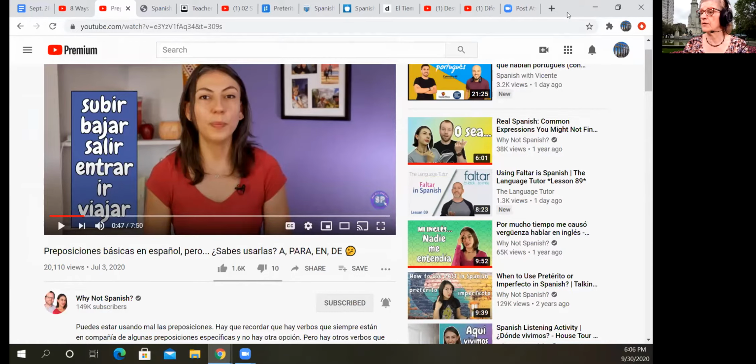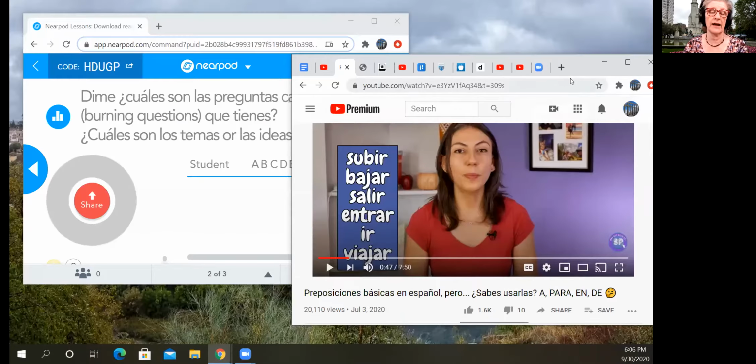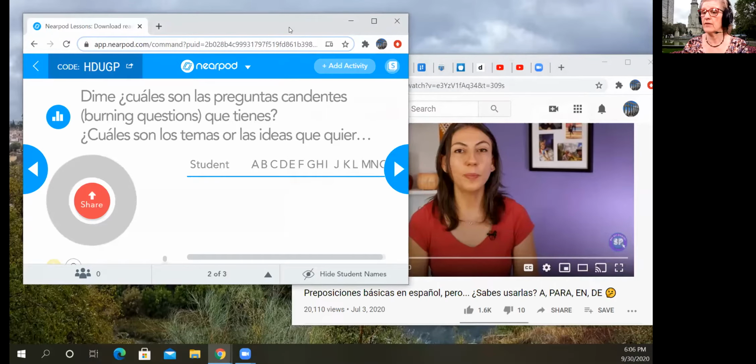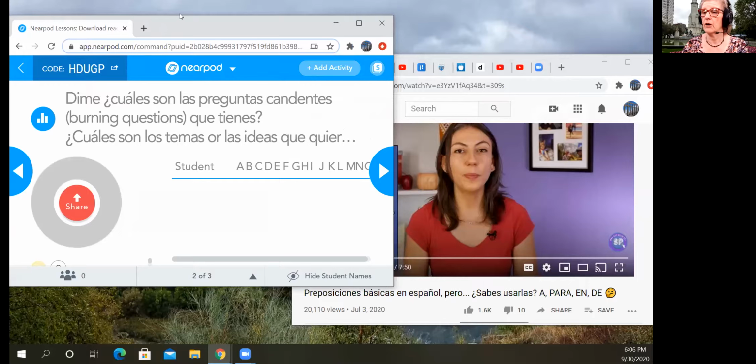Going up here to the top bar, bringing it to the side, and then letting it go. Bringing this up, again, clicking at the top. And you can be working simultaneously in 2 screens.